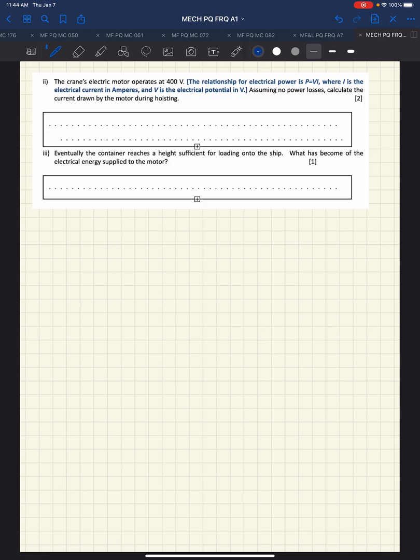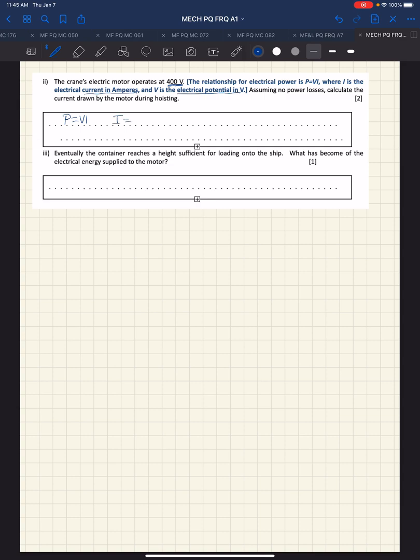Part II, we're told the motor operates at 400 volts. And we're given that the relationship for power is P equals VI, where I is the current in amperes and V is the electrical potential in volts. Assuming no power losses, calculate the current drawn by the motor during the hoisting.